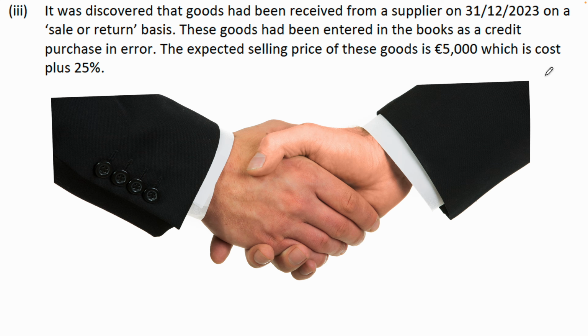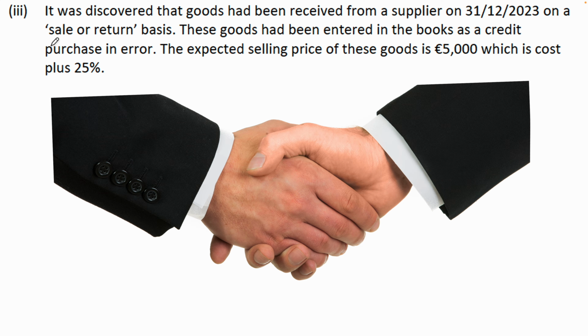Okay, number 3. It was discovered that goods had been received from a supplier on 31st of the 12th, 2023 on a sale or return basis. These goods have been entered in the books as a credit purchase in error. The expected selling price of these goods is 5,000, which is cost plus 25.